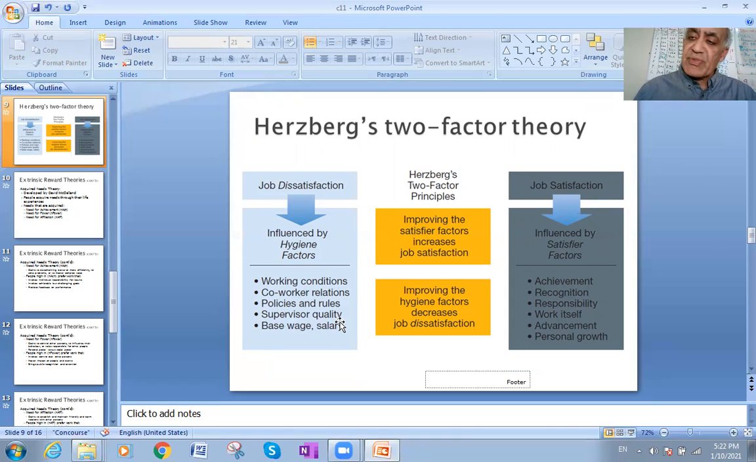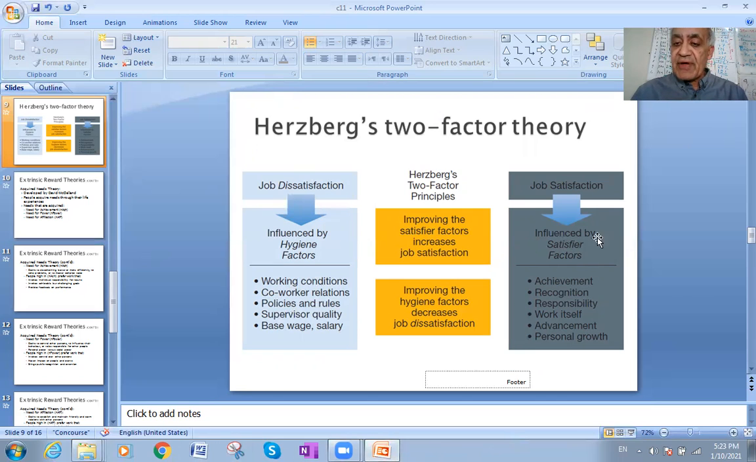Supervisor quality. If the supervisor is good with the employees and he's supervising in a very good manner, professional and at the same time kind, with sympathy to the employees, then there will be job satisfaction. And the opposite, if he was not. Wages, salaries, all this, of course, if the wages are not good, there will be job dissatisfaction. That's true. So those we call the hygiene factors.